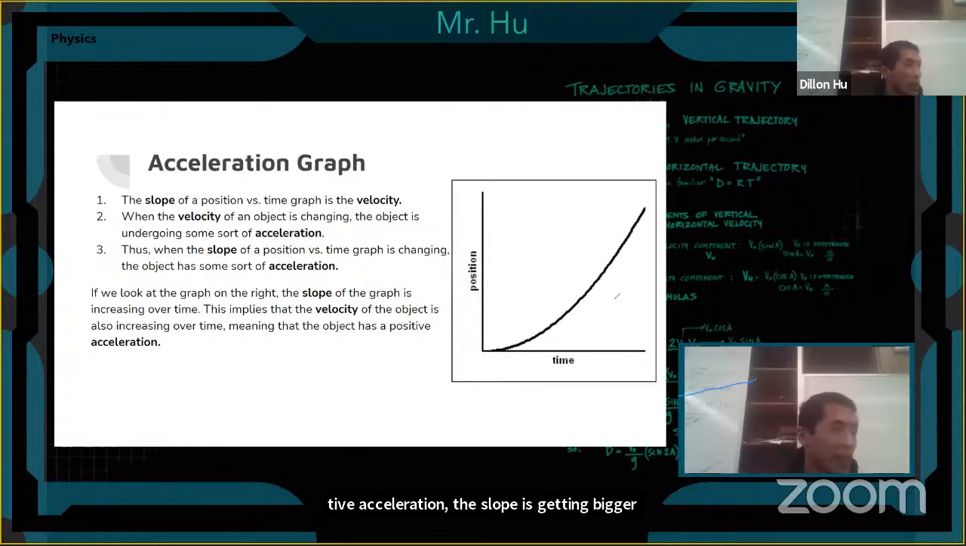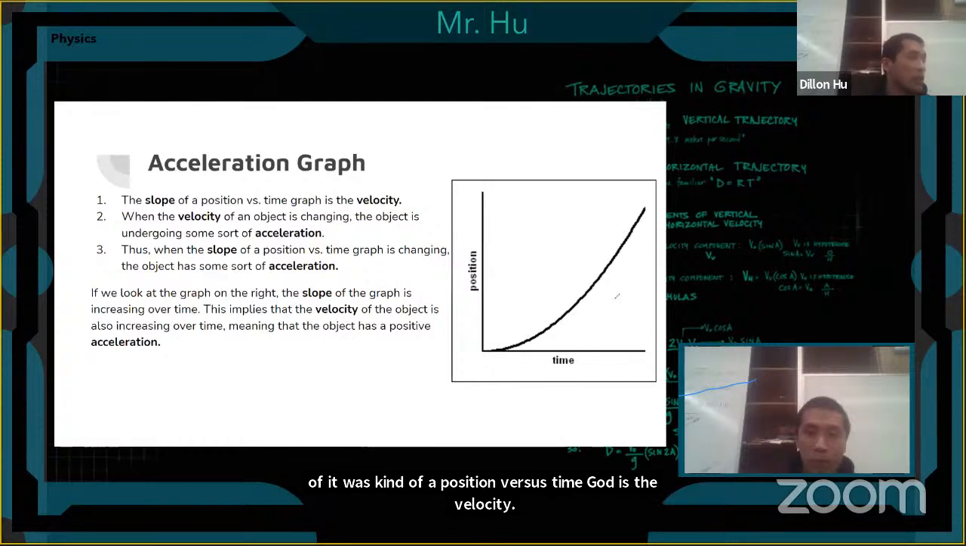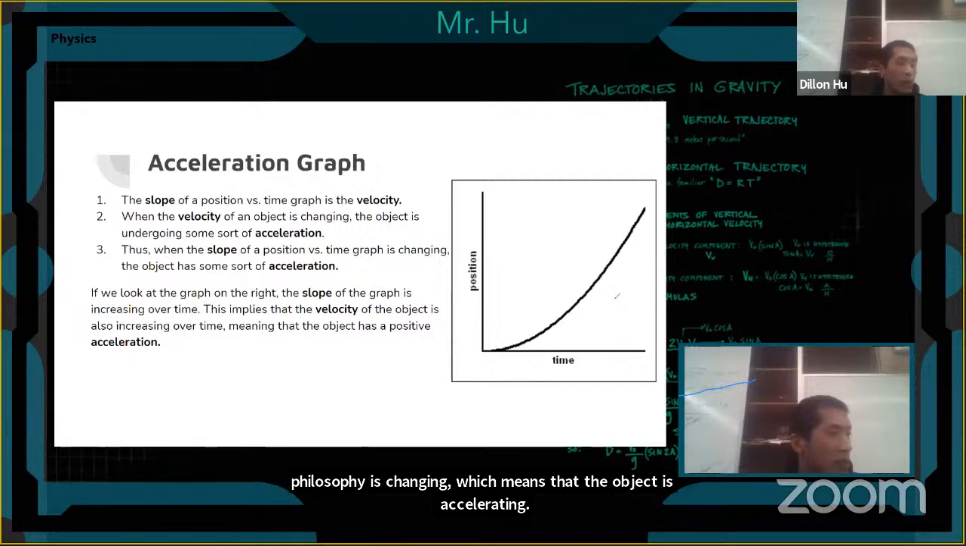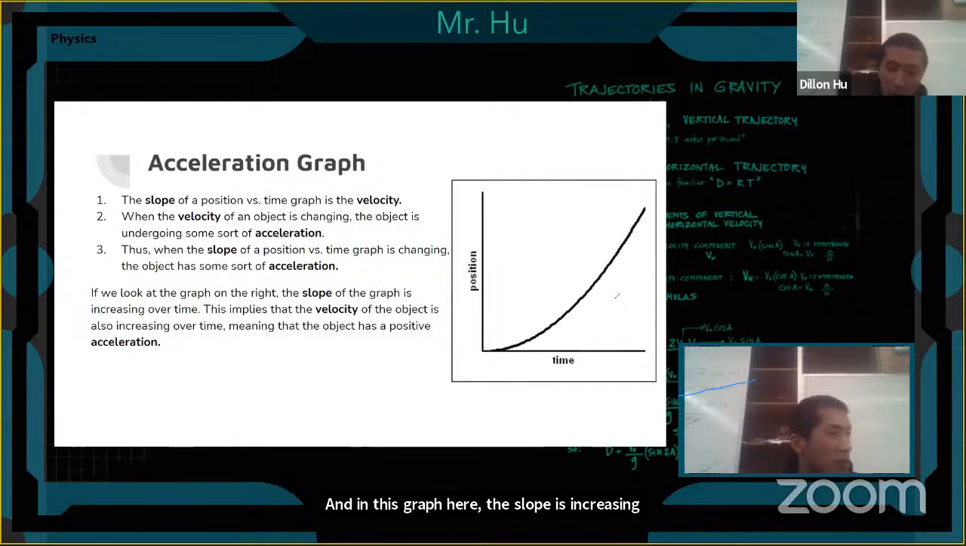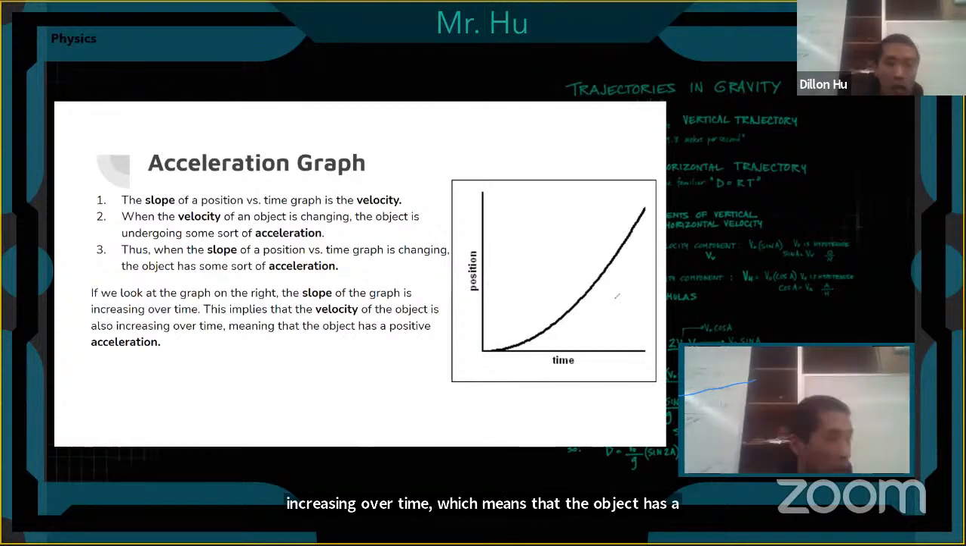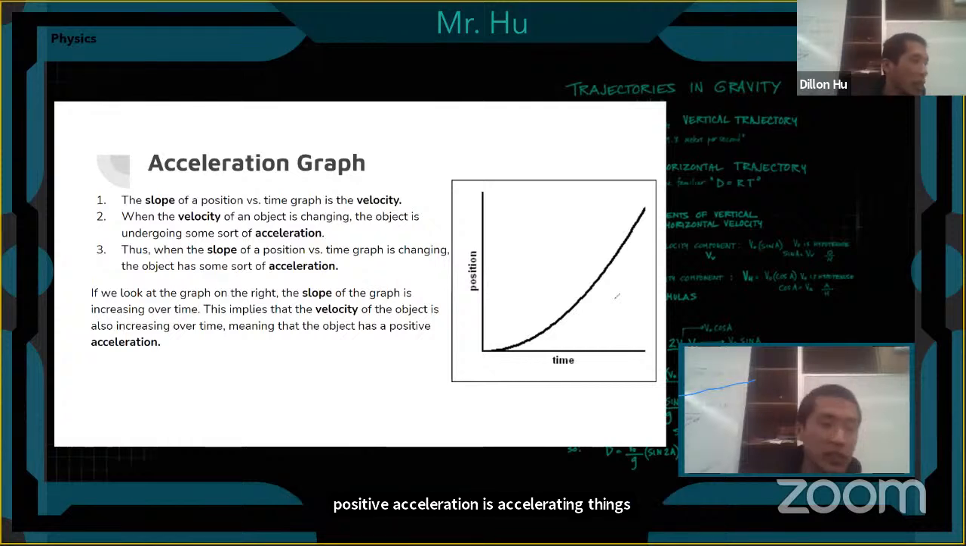So the key idea you want to know here is that the slope of a position versus time graph is the velocity. When the velocity of an object is changing, the object is undergoing some sort of acceleration. So when the slope of a position versus time graph is changing, that means the object's velocity is changing, which means that the object is accelerating. And in this graph, the slope is increasing over time, which means that the velocity also has to be increasing over time, which means that the object has a positive acceleration. It's accelerating because its velocity is changing, and it has a positive acceleration because the velocity is increasing.